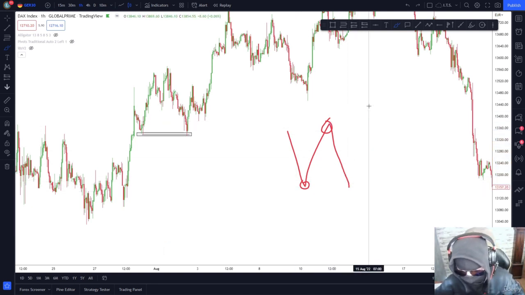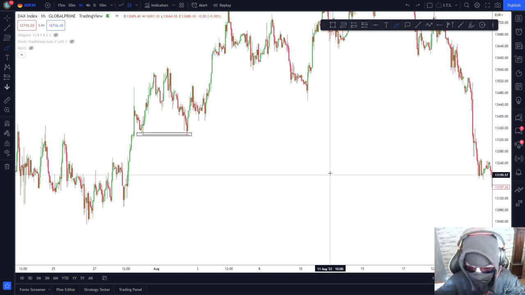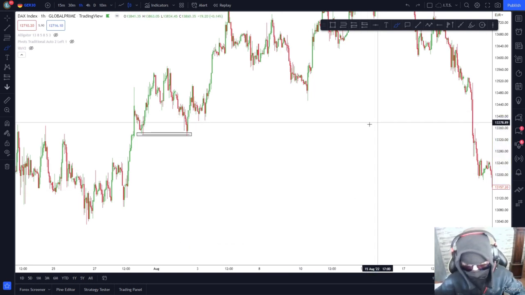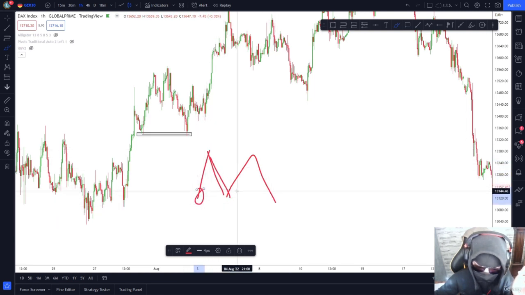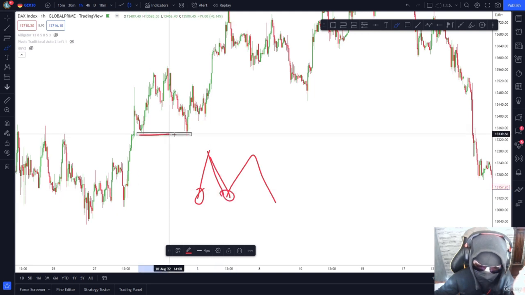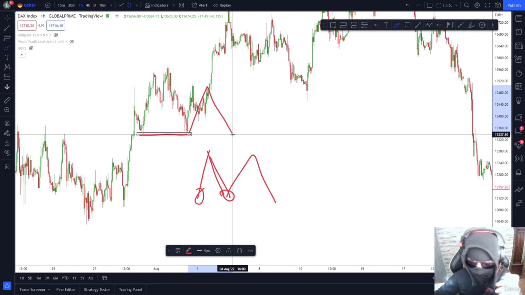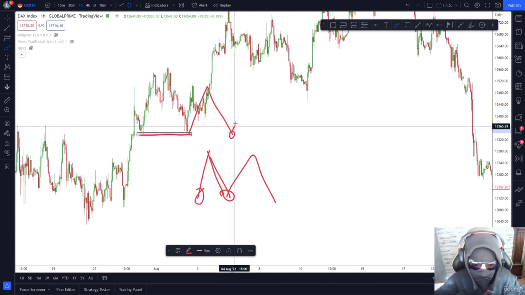So after it makes a double bottom, you can probably expect it to move up, and if it moves up and comes back down, right, to the double bottom, so you make a double bottom like this here, and if this were to move up and come back down again, you can expect a triple bottom, right?